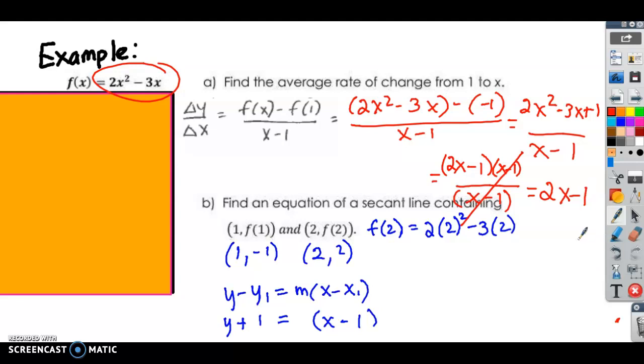Now, for the next problem, if I'm using the same equation and finding the equation of a secant line containing these 2 points, well, 2 is now my x. So let me plug in this 2 here: 2 times 2 minus 1 is 3. So there we go. There's your slope.